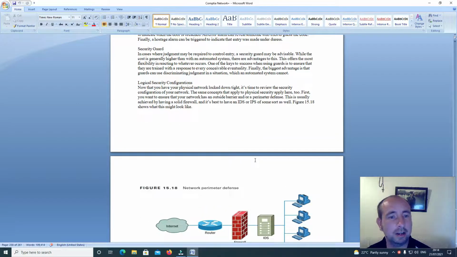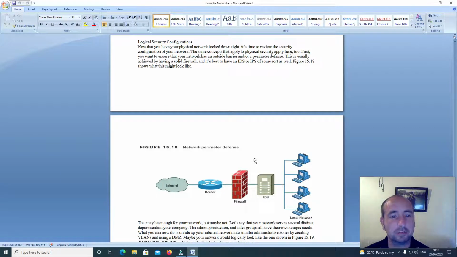Security guard. In cases where judgment may be required to control entry, a security guard may be advisable. While the cost is generally higher than with an automated system, there are advantages to this. It offers the most flexibility in reacting to whatever occurs. One of the keys to success when using guards is to ensure that they are trained with a response to every conceivable eventuality. Finally, the biggest advantage is that guards can use discriminating judgment in a situation which an automated system cannot.